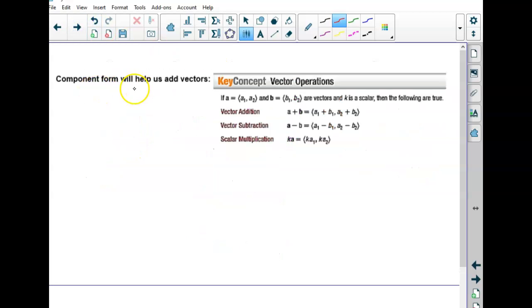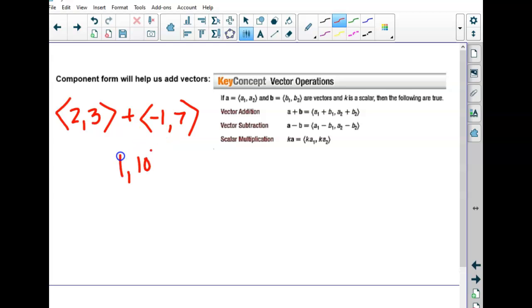Component form will help us add vectors, okay? So adding vectors, you can just add the components. That's literally all you have to do. So if you had component form of 2, 3 and negative 1, 7, you had 2 vectors, you could just add the components and get 1, 10. Add the x's, add the y's. Does that seem okay? Easy peasy.